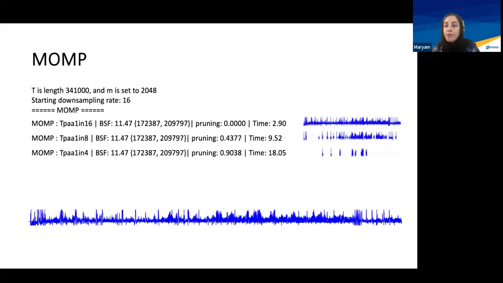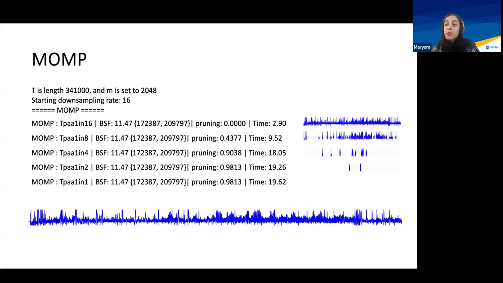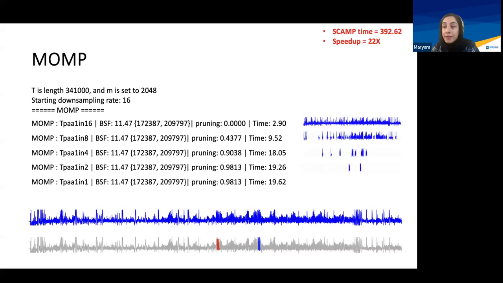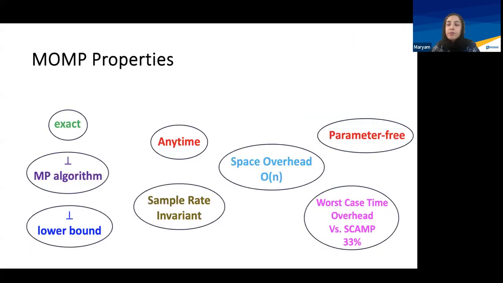In each step, we halve the downsampling rate, and in the final step, compute the exact MP on the reduced dataset to identify the motif. This method significantly reduces computational overhead while maintaining exact results.